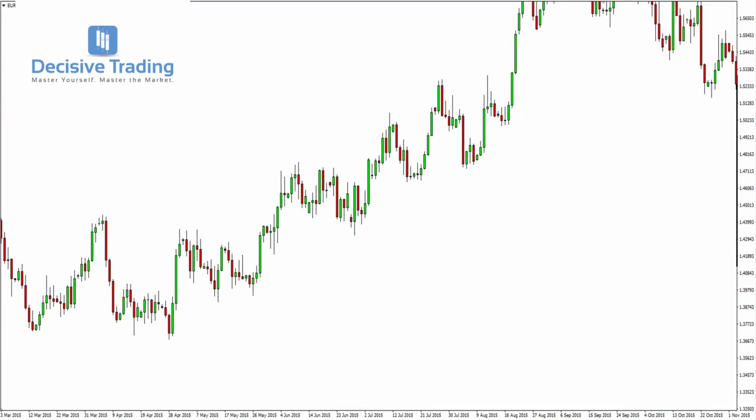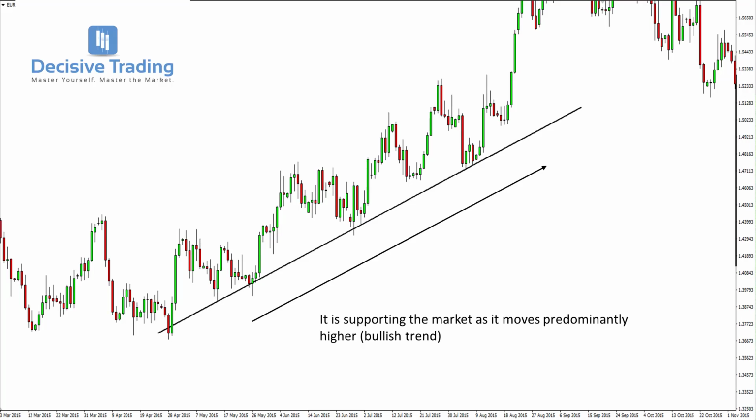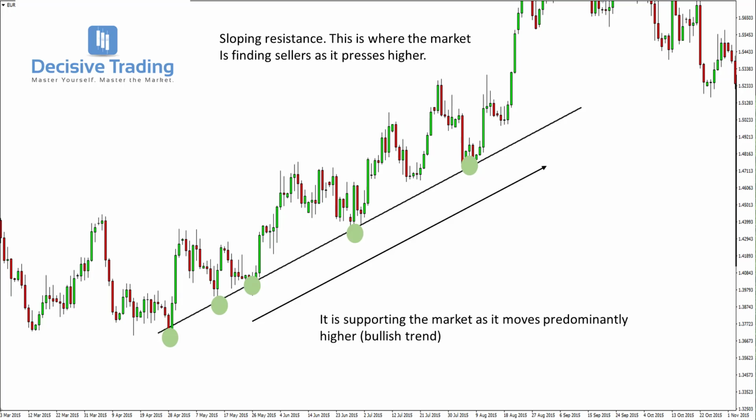This is the Euro USD chart on the daily time frame. Here we can see a trend line, this one sloping support. It is supporting the market as it moves predominantly higher, a bullish trend. Here we also have sloping resistance. This is where the market is finding sellers as it presses higher. Since we have both sloping support and resistance here, it would be called a trend channel.